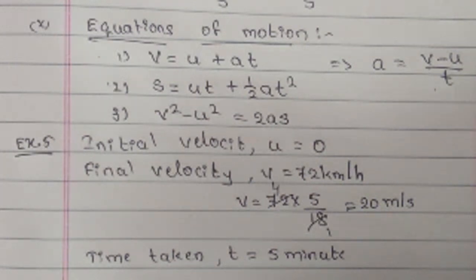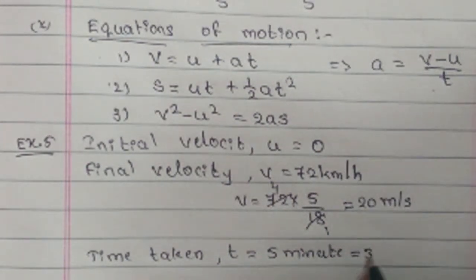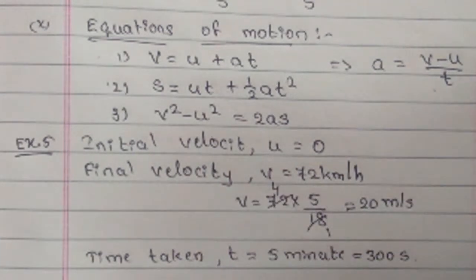For 1 minute, 60 seconds. For 5 minutes, how many seconds? Comment me the answer fast. For 1 minute, 60 seconds. For 5 minutes how many seconds? 5 into 60, so it becomes 300 seconds.